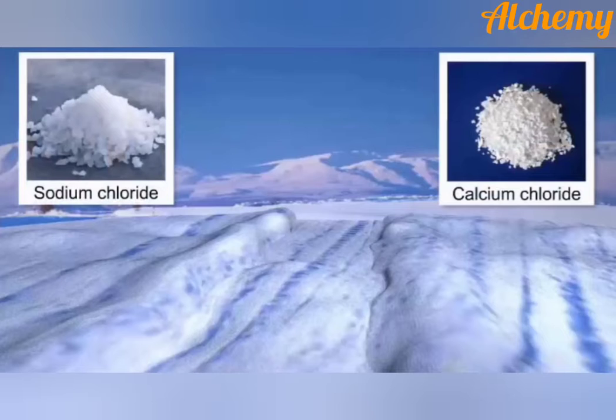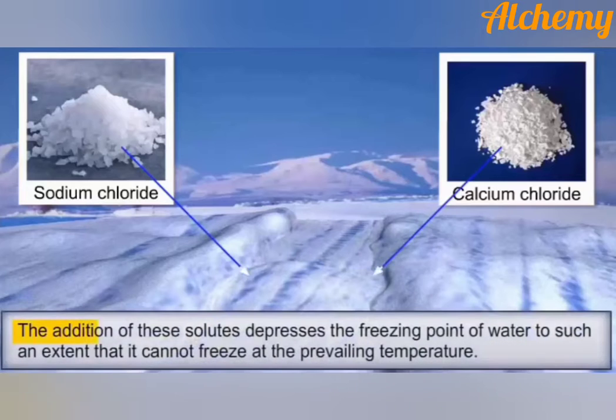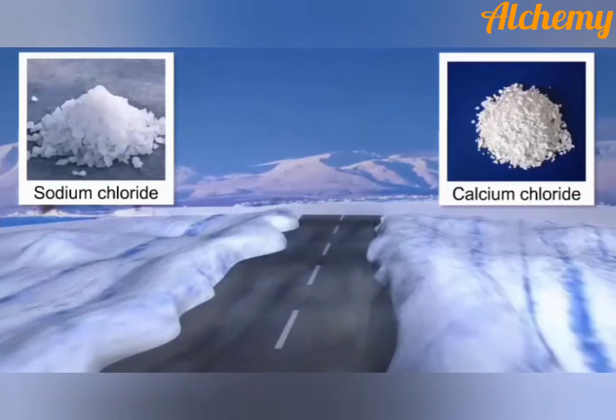Another application of depression in freezing point is the removal of ice or snow from the road by the addition of sodium chloride. In this method, sodium chloride or calcium chloride is added to the snow, which depresses the freezing point of water, and the water melts away easily. The solute depresses the freezing point of water to such an extent that it cannot freeze.